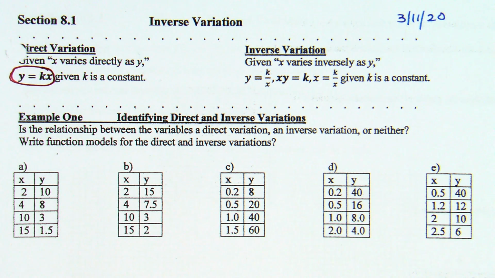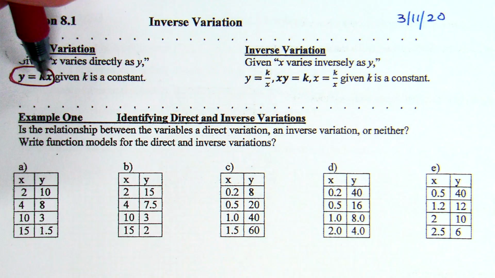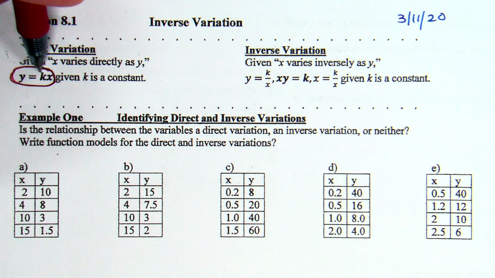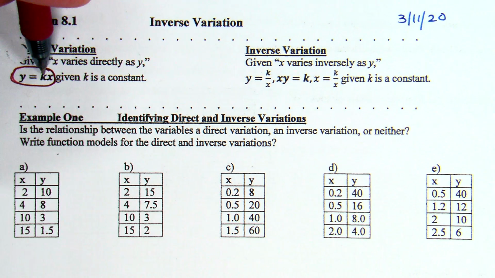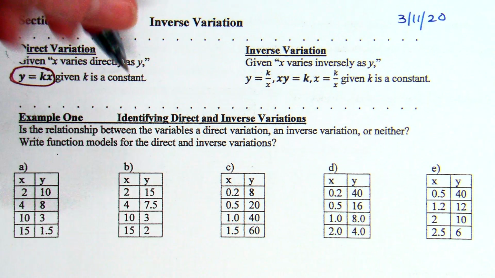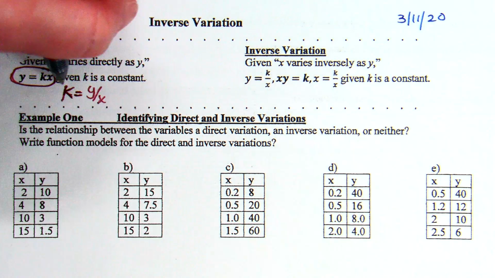The other version of the equation that we also sometimes use is if we take this equation and solve it for k. We solve this equation for k, that's dividing by x. And so then k is equal to y divided by x. So when we talk direct variation, those are the two equations you need to become familiar with.